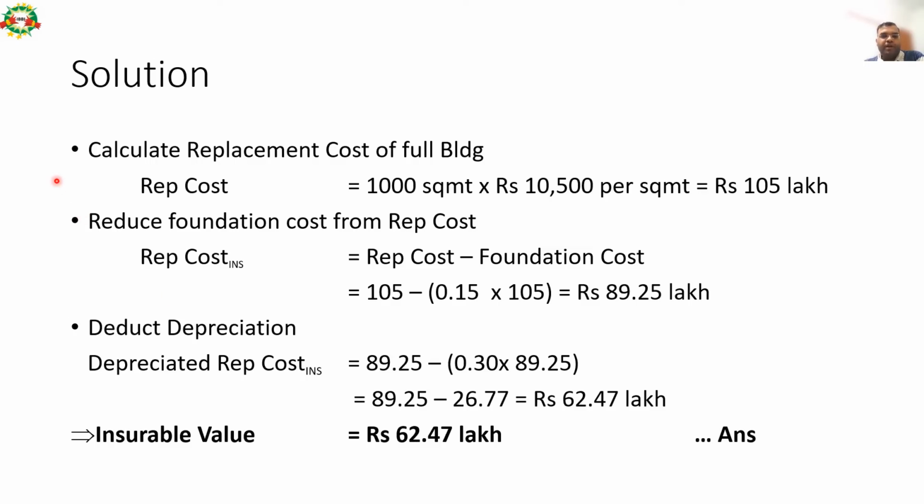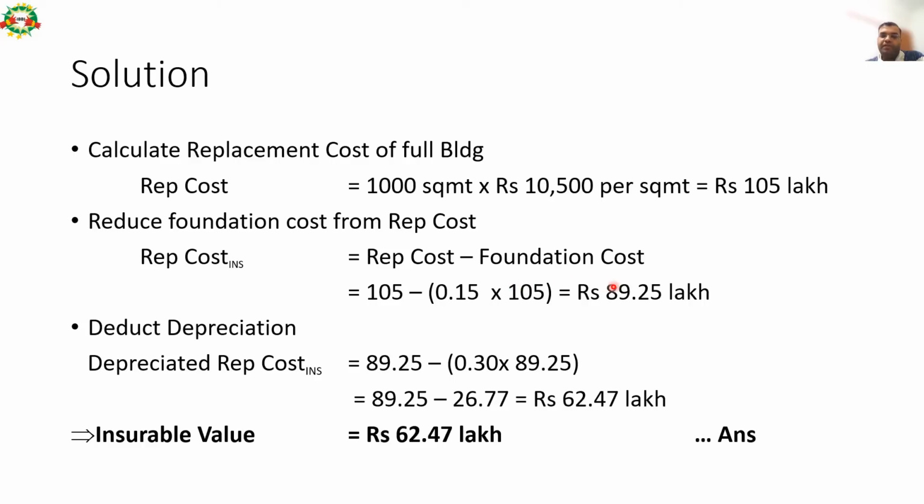So first we have to calculate the replacement cost of the building, which is equal to area, 1000 square meter, multiplied by the replacement rate of 10,500 rupees per square meter. That means 105 lakh rupees is the replacement cost new of the full building including foundation. Now to arrive at insurable value, first we have to deduct foundation cost from the replacement cost, which is 105 minus foundation cost.